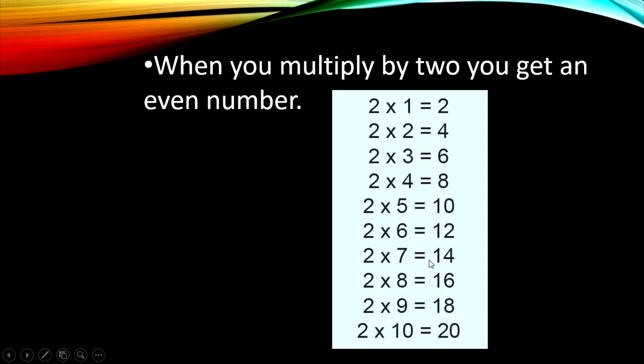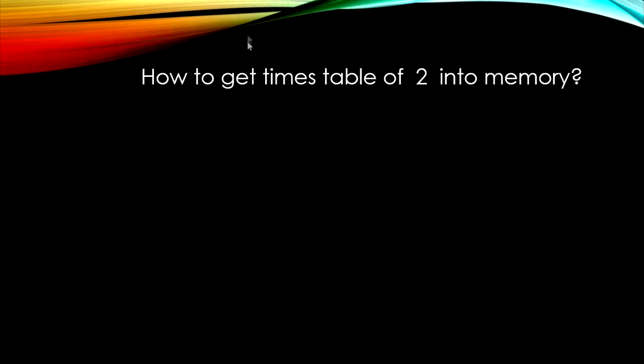2 times 7 is 14. 14 is an even number. 2 times 8 is 16. 16 is an even number. 2 times 9 is 18. 18 is an even number. 2 times 10 is 20. 20 is an even number. You see, when you multiply by 2, you get an even number. Don't forget that.